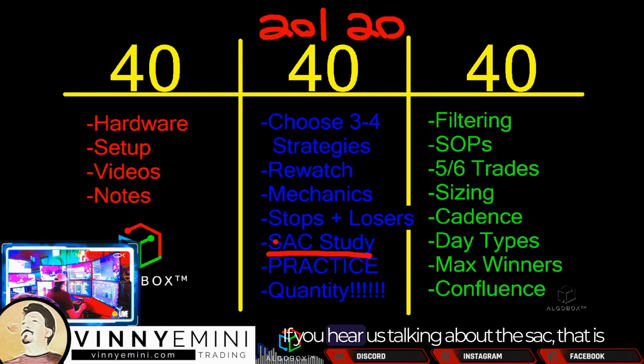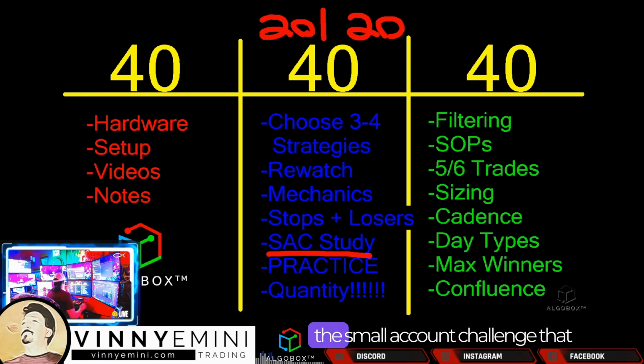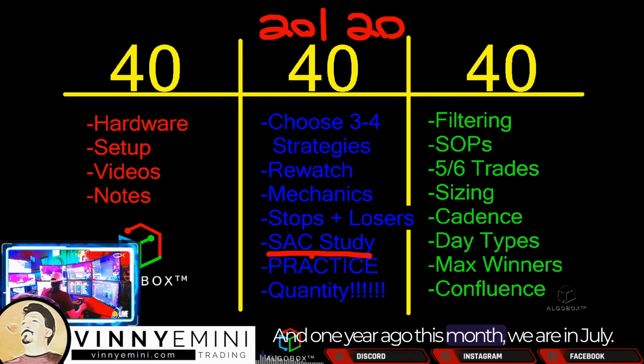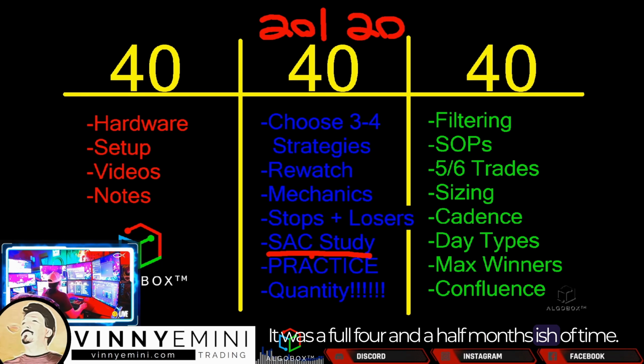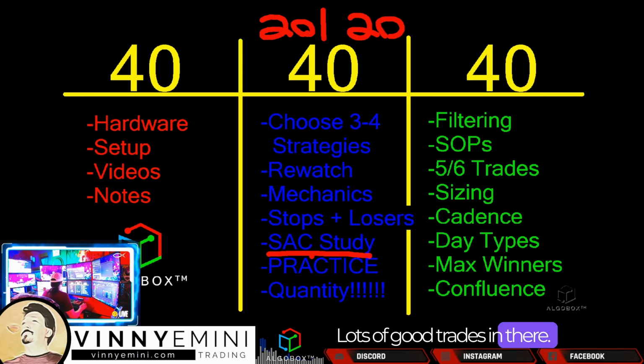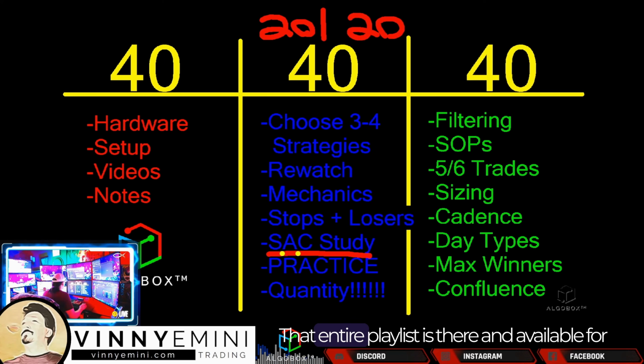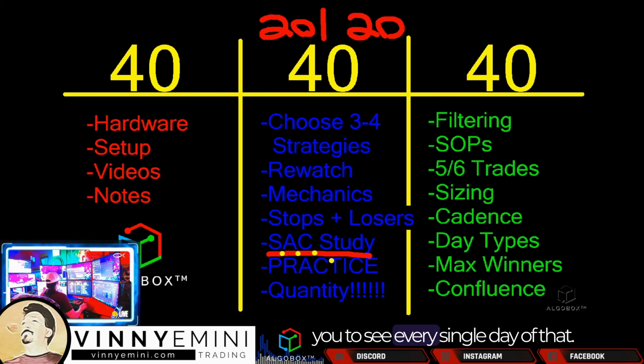The SAC, if you hear us talking about the SAC, that is the small account challenge that I did against Ross Cameron. One year ago, this month, we are in July. That was July 2021, where we started. It was a full 4.5 months-ish of time. Lots of good trades in there. You guys should know what that is. That entire playlist is there and available for you to see every single day of that.